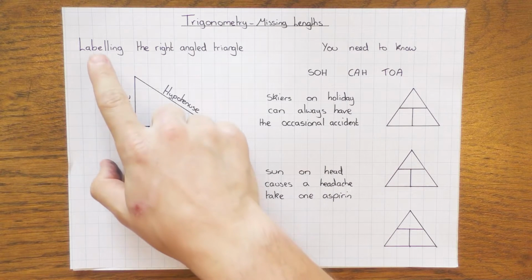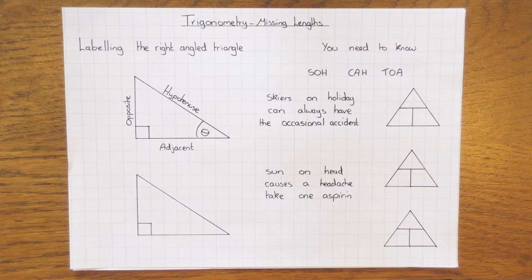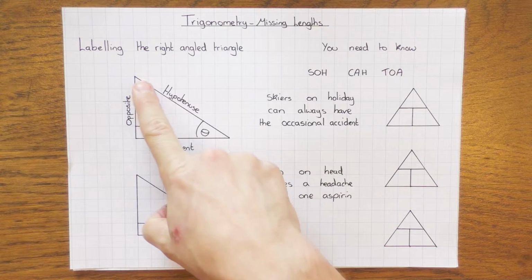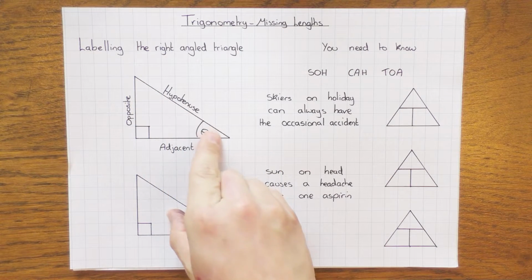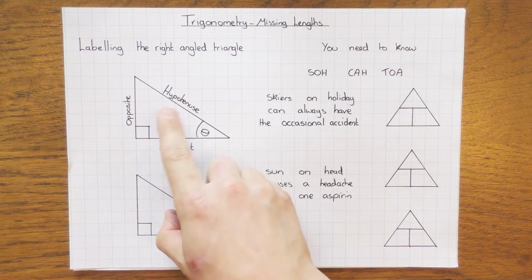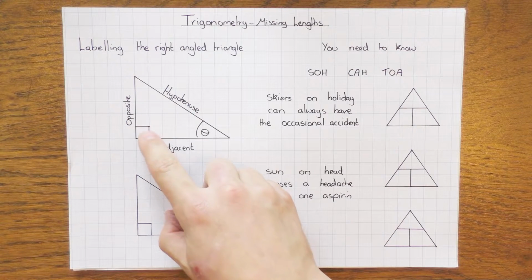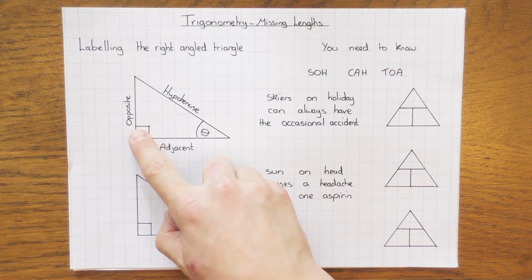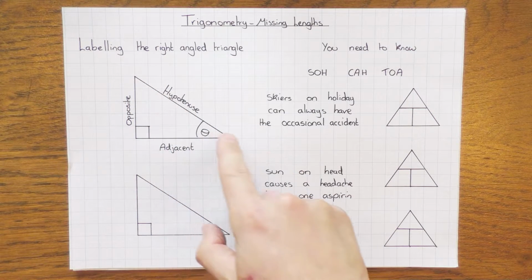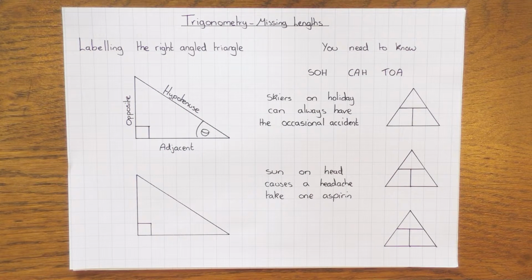To do that, we need to be able to label the right angle triangle. And this bit is crucial because if you get this bit wrong, no matter if you do everything else right, you'll get the wrong answer. For the triangle, there are three sides. The first one is really easy. It's always the longest side and it's always opposite the right angle. You can see here the little square, that means it's a right angle. So opposite the right angle, the longest side is called the hypotenuse, and that's always the case.